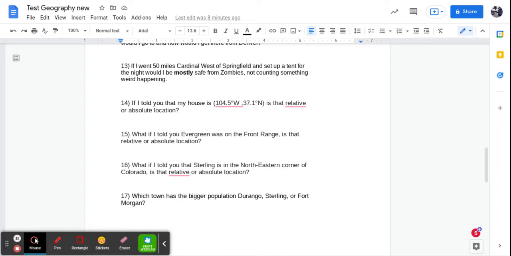Number 15. What if I told you Evergreen was on the Front Range? Is that relative location or absolute location? Number 16. If I told you that Sterling is in the northeastern corner of Colorado, is that relative location or absolute location?